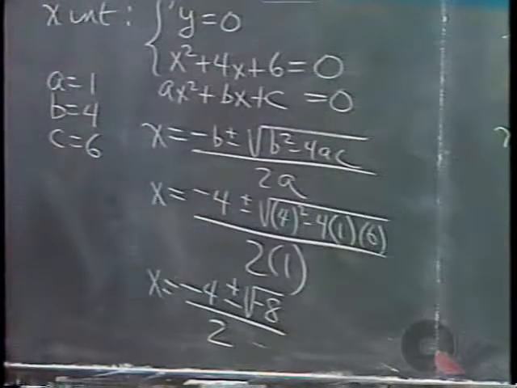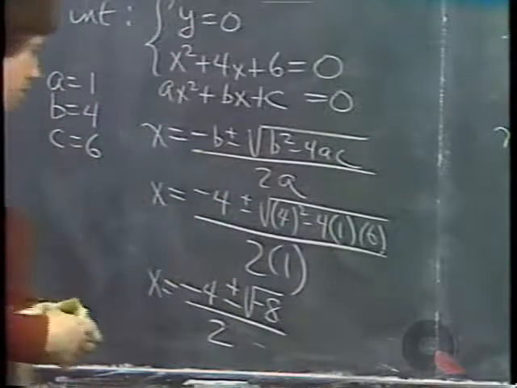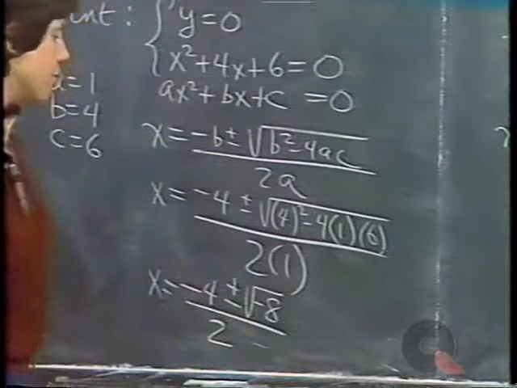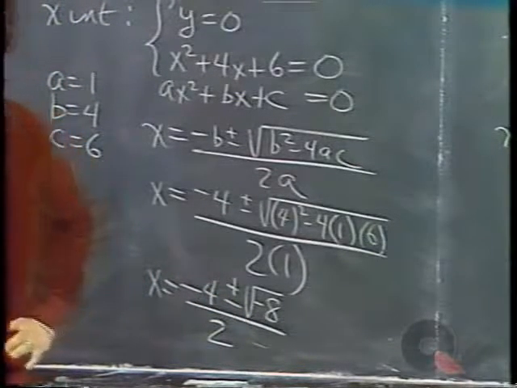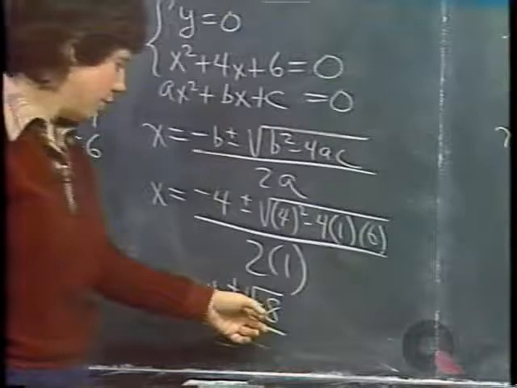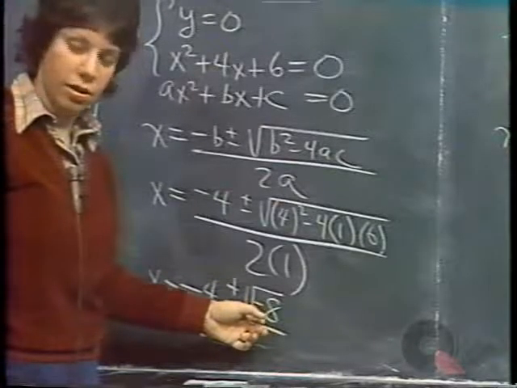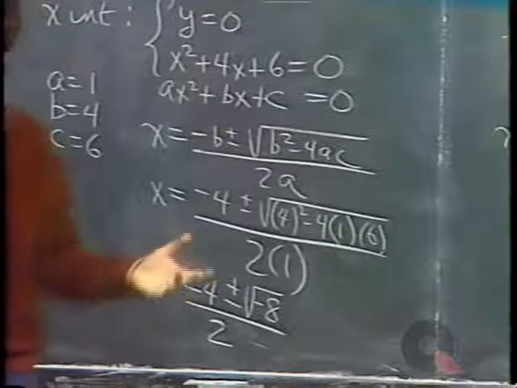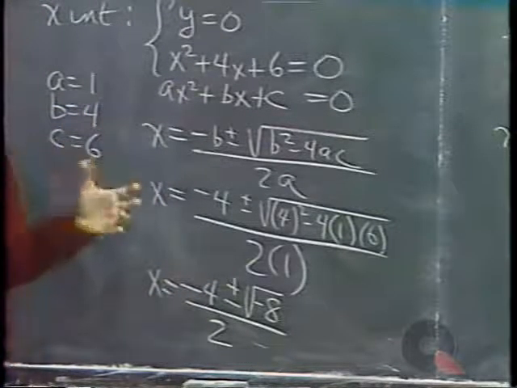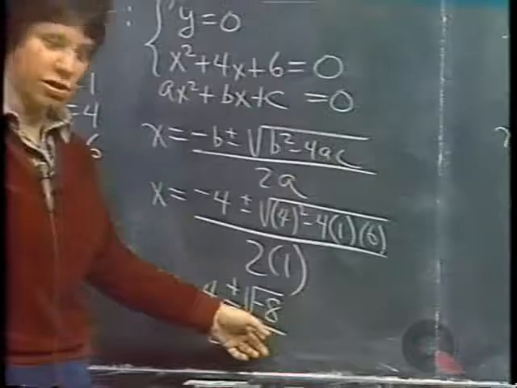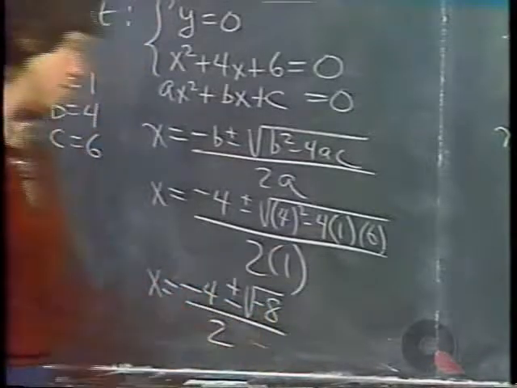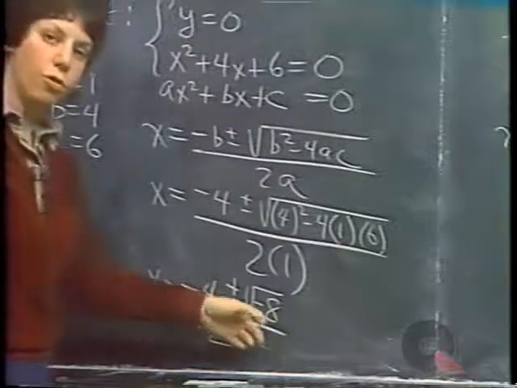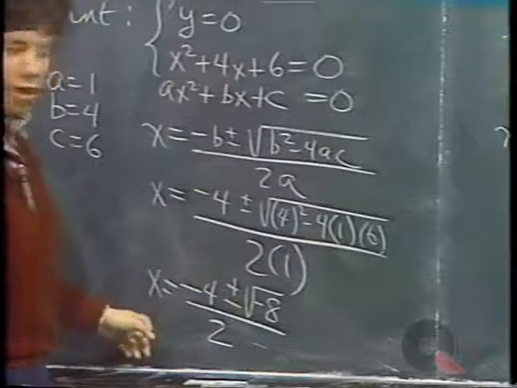Now we know that the square root of minus 8 is not a real number. There is no real number which, when squared, will give you minus 8. A positive number times itself is positive, a negative number times itself is positive, and 0 times itself is 0. So the square root of minus 8 is not a real number. This means that there are no real solutions to this quadratic equation.